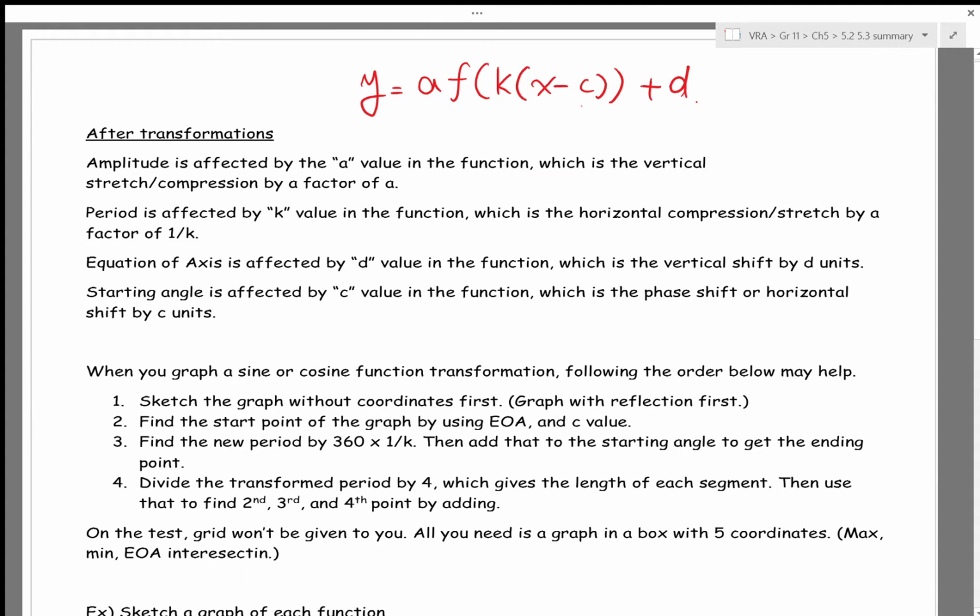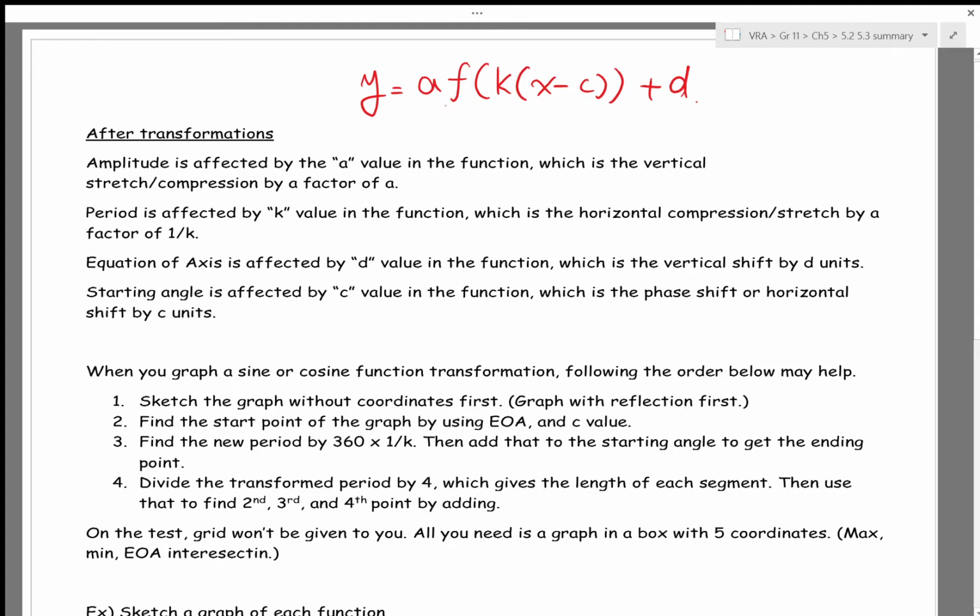And then C is the movement sideways. In this case, we call it horizontal shift, or we can say phase shift as well. From time to time, you will hear that term, so do not get confused. Phase shift means horizontal shift. Now, D is the vertical shift or vertical translation.